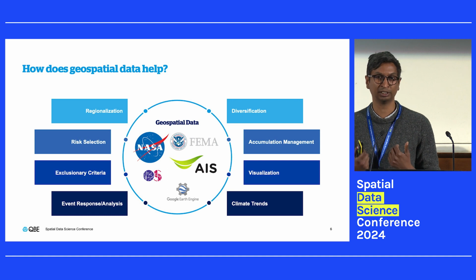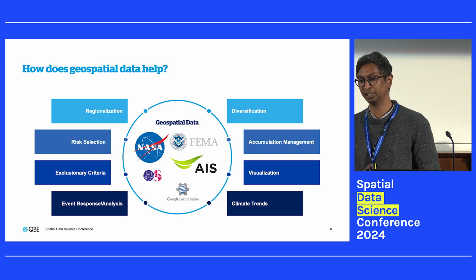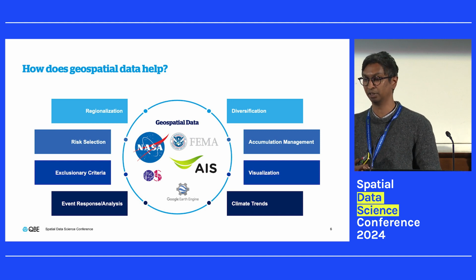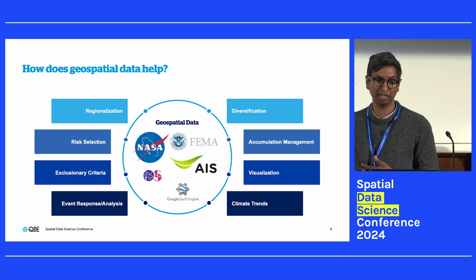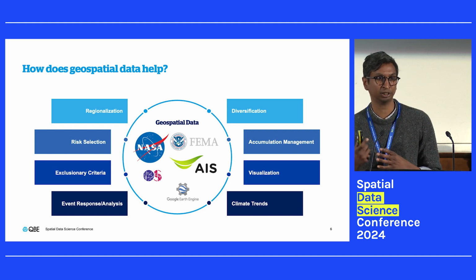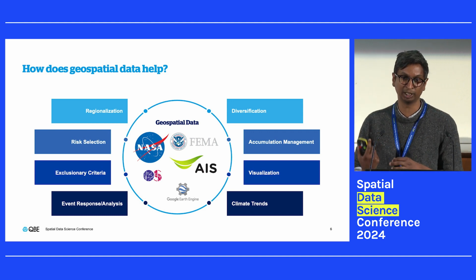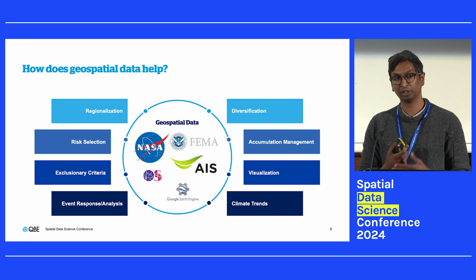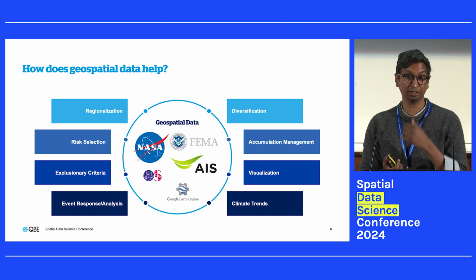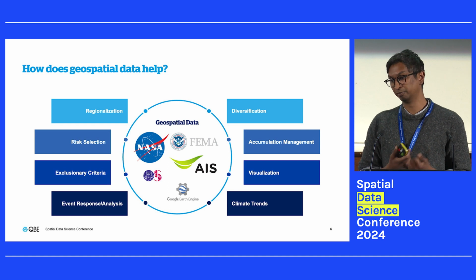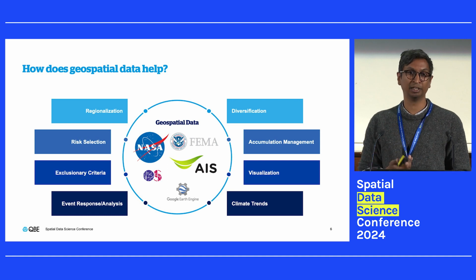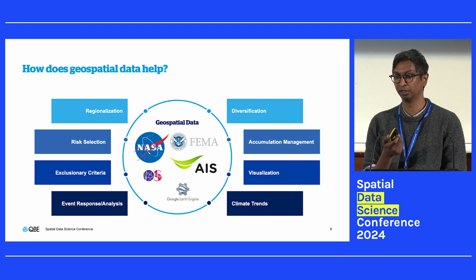Event response analysis, that's your typical bread and butter use case where we would look at a post-event map to see which of our assets are impacted. Accumulation management, do we have any clusters of too much risk in a particular area where if a hurricane came through, we would put ourselves in financial jeopardy. Visualization, climate trends, these are expected use cases.